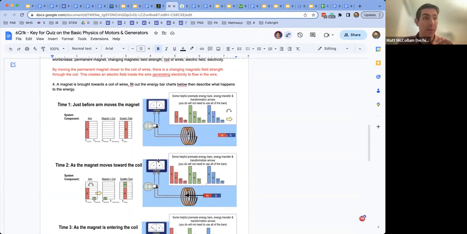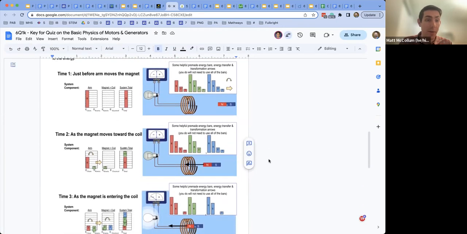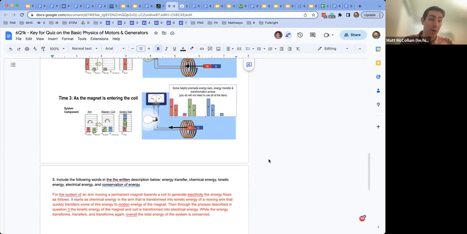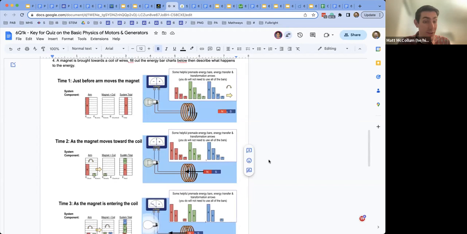We then have a quiz there focusing on what are the basic physics of motors and generators. And we want to come back to this big idea of science, of using models and systems, in this case energy bar charts, to help us with an explanation. You can see that we use energy bar charts here, where we're talking about chemical energy from an arm or something that is transferred and transformed into kinetic energy, and then that energy gets transformed into or transferred into the light and electrical energy that is in the coil and the light there.